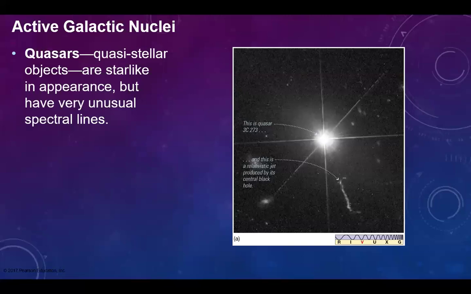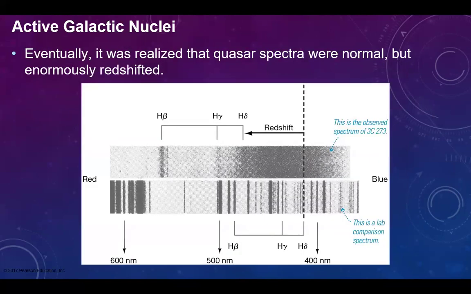This is quasar 3C273, and this is a relativistic jet produced by its central black hole. So quasar spectra were normal, but they're extremely redshifted. So this is the spectrum of that quasar. This is a lab comparison spectrum of hydrogen. You can see these are the lines that match up. They're just massively redshifted.